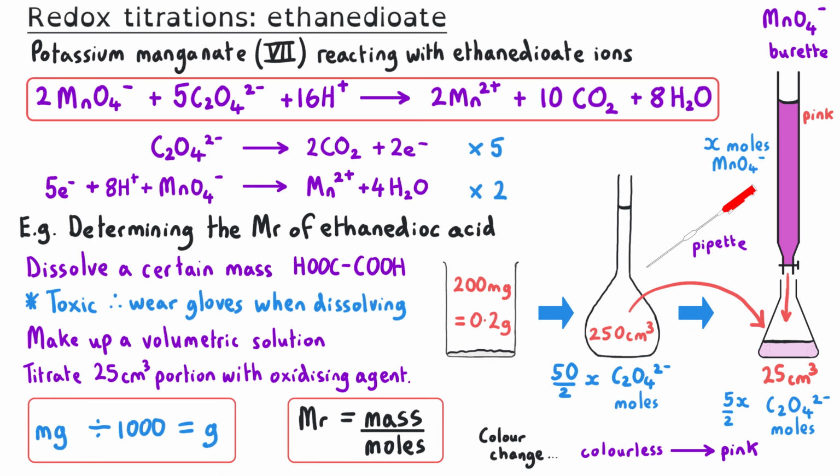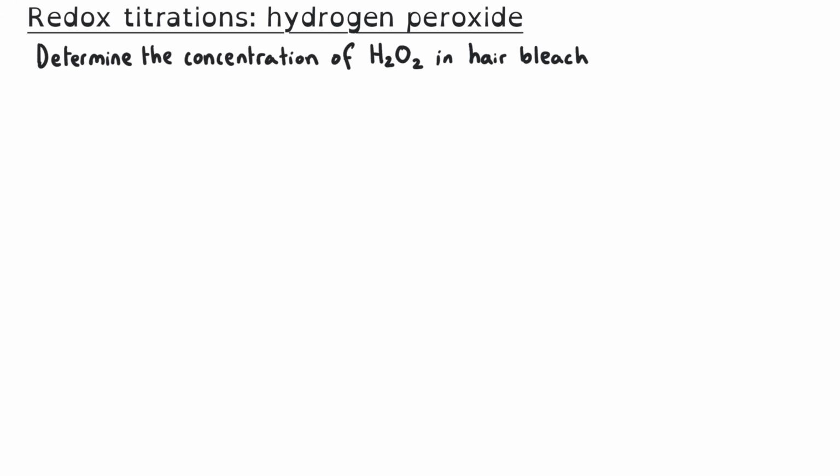Sometimes redox titrations involve hydrogen peroxide. You'll usually be given the half equation for hydrogen peroxide and expected to use it along with the rest of the titration analysis. A potential goal for this titration would be to determine the concentration of hydrogen peroxide in hair bleach.